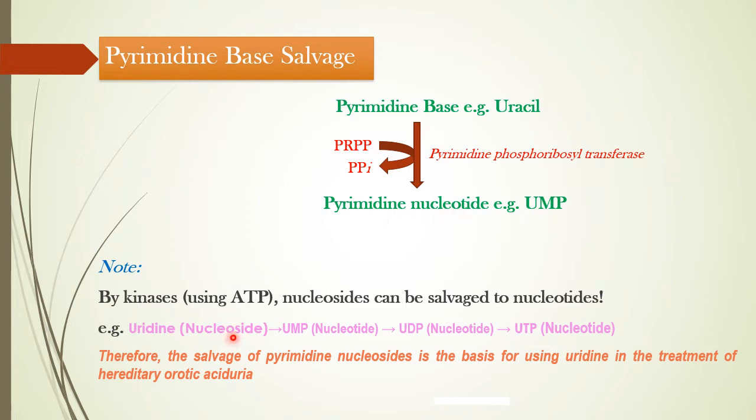And if you have a nucleoside, then you can also convert that nucleoside into a nucleotide by kinase. So for example, if you have uridine, which is a nucleoside, by kinase and ATP, it is converted into UMP. This UMP again undergoes phosphorylation by kinase and ATP and gives you UDP, and ultimately you can get UTP. In the last slide, we have seen this salvage pathway for the production of UTP from uridine for the treatment of hereditary orotic aciduria.